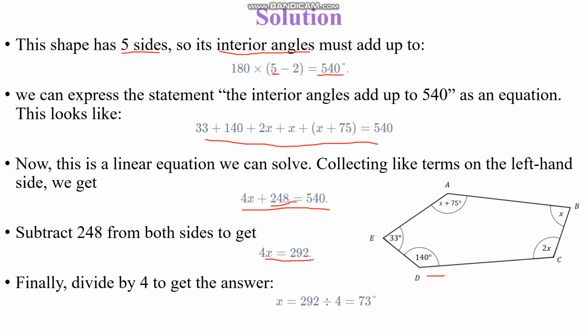So solving for x, we divide both sides by 4, and we will get x to be equal to 73 degrees. So I hope when you tried the problem, you're able to get the value of x as 73 degrees. If you weren't able to get the value of x as 73 degrees, you may need to revisit the notes and then try the question again.